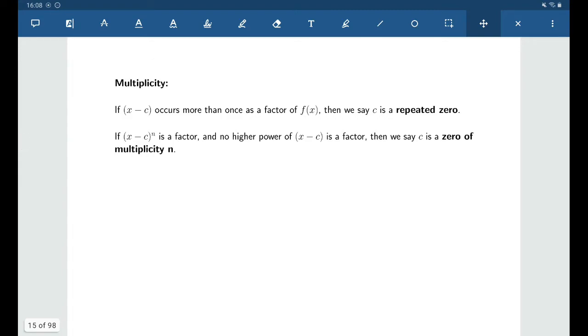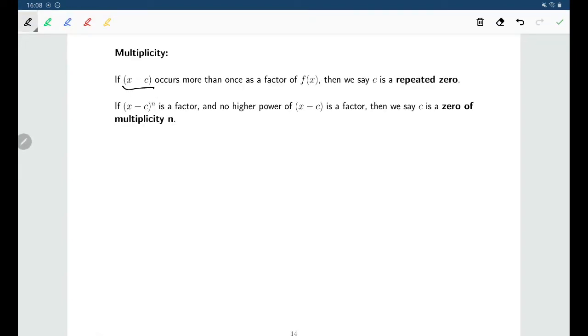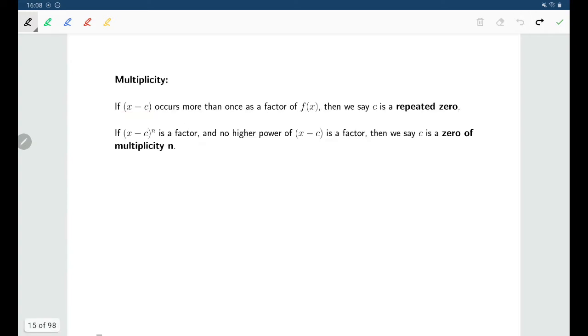So one other thing that's going to be important here for talking about how our graph of a polynomial looks is talking about the multiplicity of these factors. If we wanted to talk about the multiplicity of a 0, we're talking about how many times does that corresponding factor show up. So if you have a repeated 0, that happens when you have a factor that occurs more than once. And if you have a factor showing up n times and no further than that, then the 0 for it has a multiplicity of n.